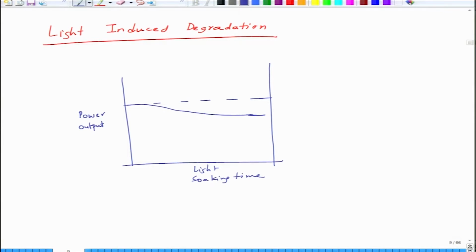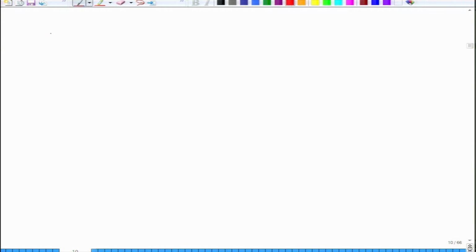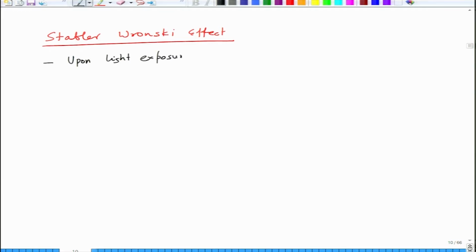So, there is a reduction in power density that comes out of the solar cell as a function of time, and this is due to an effect called the Staebler-Wronski effect. Okay. Essentially what happens in this effect is, upon light exposure, defect density in amorphous silicon increases, and basically it damages the silicon hydrogen bonds.